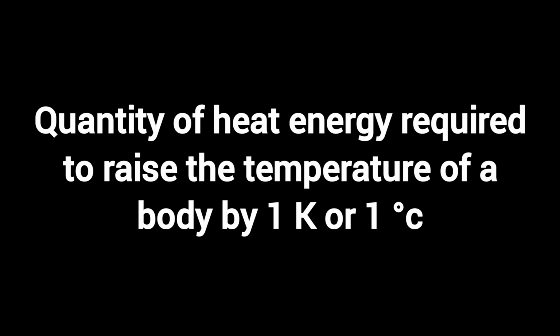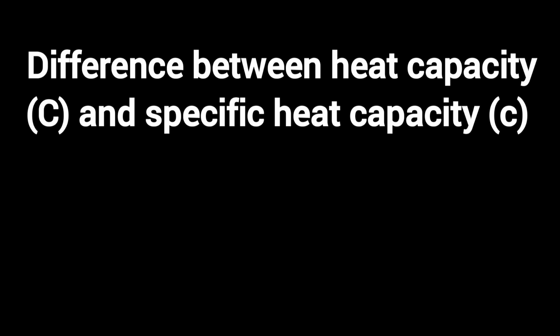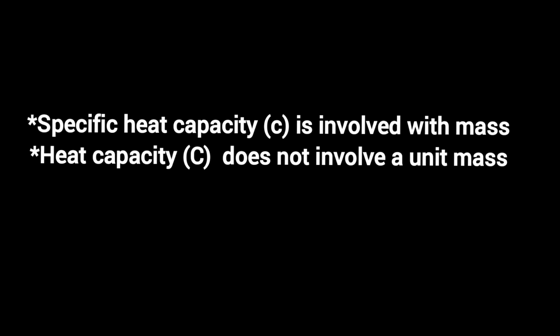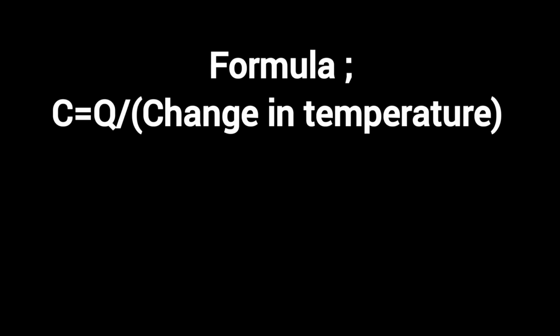Now, let's move on to heat capacity. Heat capacity refers to the quantity of heat required to raise the temperature of a body by 1 Kelvin or 1 degree Celsius. Now, I hope you realize the difference between specific heat capacity and heat capacity. Specific heat capacity involves mass, but heat capacity has no mass in the formula or the definition. And the formula for heat capacity equals the amount of heat energy divided by change in temperature.